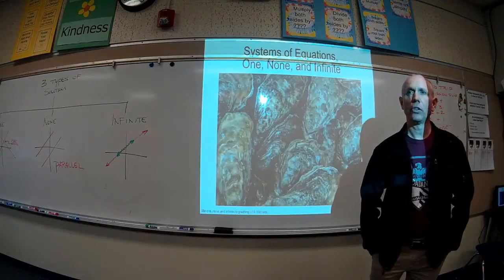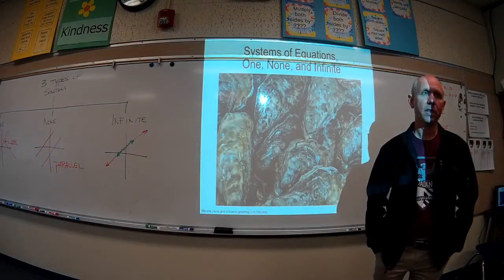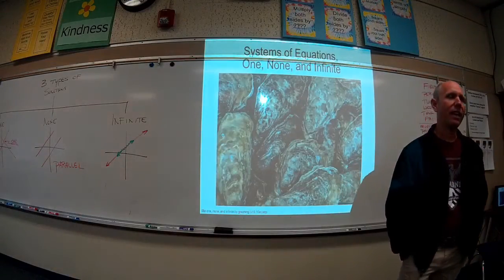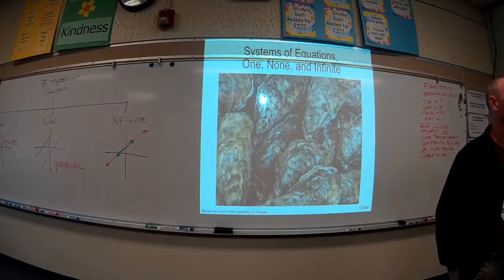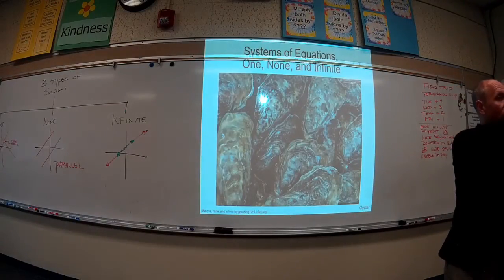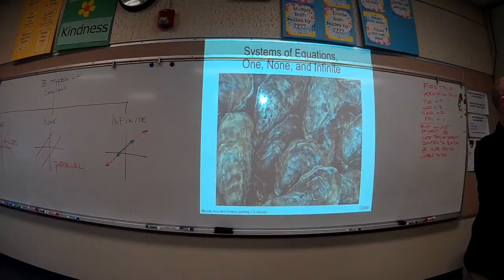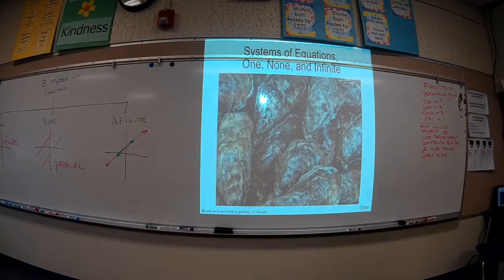Two lines that are right on top of each other. There's a name for that. Perpendicular? No, perpendicular lines are like this, where they intersect at a 90. Coincident? I don't know why it keeps coming up with coincident. That's not the term.